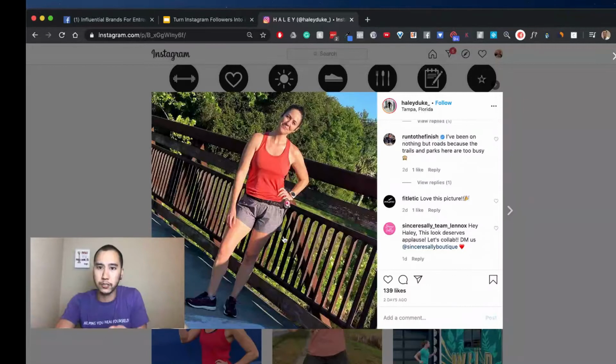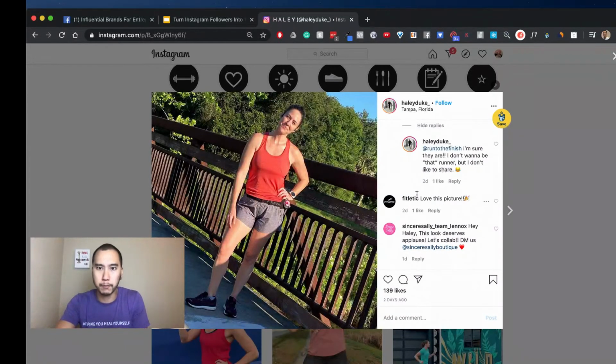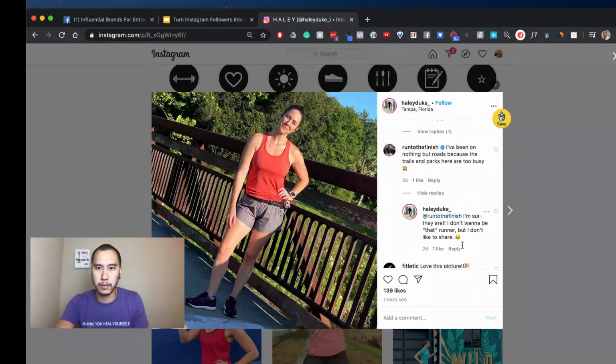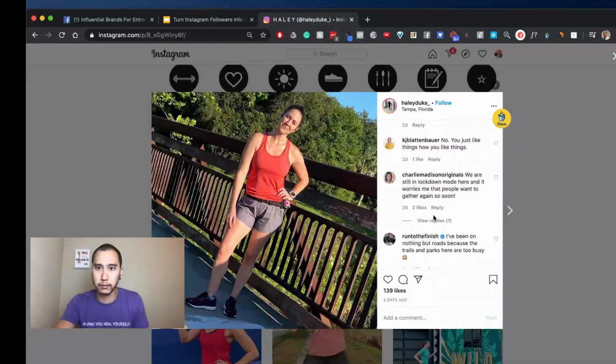And for her, let's just check it out, right? For her, she replies to all of them, right? Minus this person: "Love this picture." It looks like a general post, right? "Let's collab, DM us." She's not going to respond to those people, right? But this person legit is commenting on her stuff: "We're still in lockdown mode here. Where the people may gather soon. I'm not sure." I didn't read her post, right?